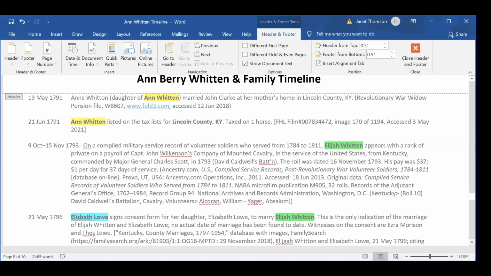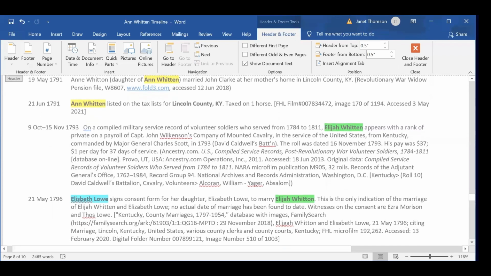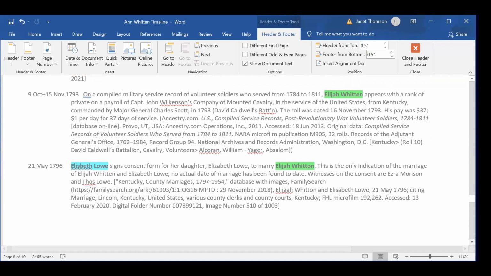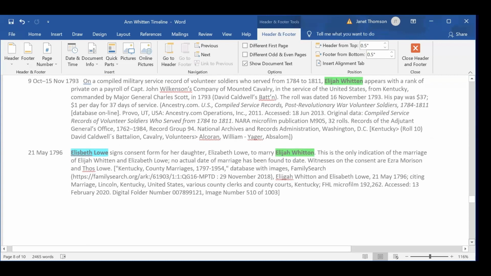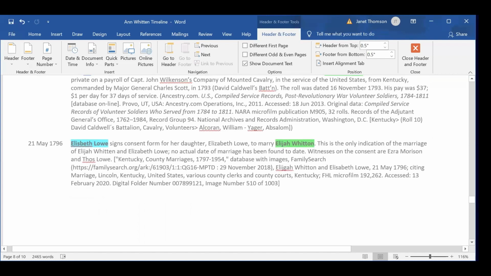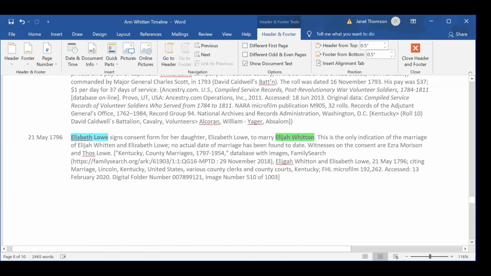Because now you've got a Revolutionary War widow pension file. Isn't that cool? Managed to find it right out at fold 3. Anyway, as we begin to go through this particular thing, you can see compiled service records here. Then a consent form for Elizabeth Lowe to marry Elijah Witten. No actual date of marriage has been found, but you've got a consent form, so that's something else again.